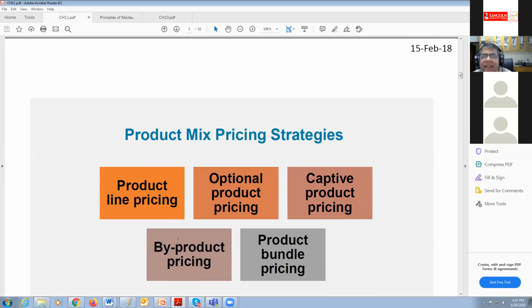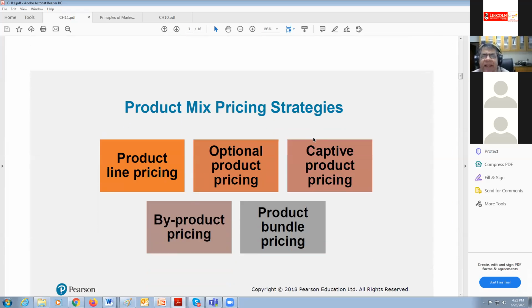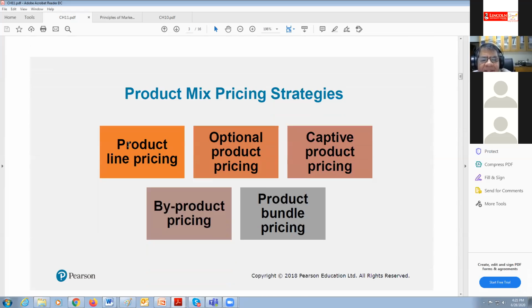And this is the product mix pricing strategy: product line pricing, optional product pricing, captive product pricing, byproduct pricing, and product bundle pricing. So what needs to be done, and this is a mixed pricing strategy, and you will find your case study, they are actually handling this mixed pricing strategy.